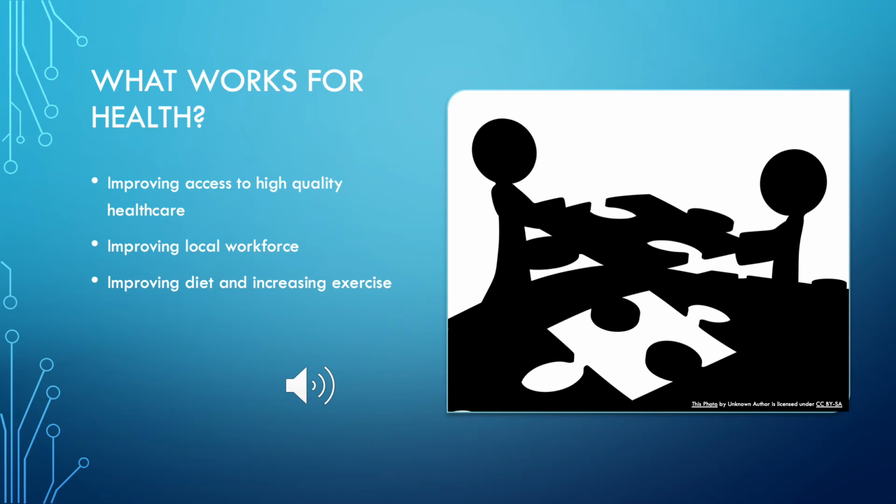What works for health? Of course, improving the access to high quality health care will improve overall health, but this cannot occur overnight and may take several years. Some ways of doing this on a shorter term scale is via telemedicine, providing incentives to health professionals currently working in rural areas, or implementing rural training into medical education in an effort to encourage individuals to practice in rural areas.